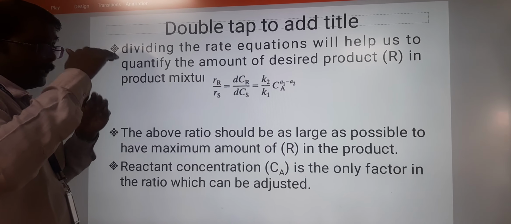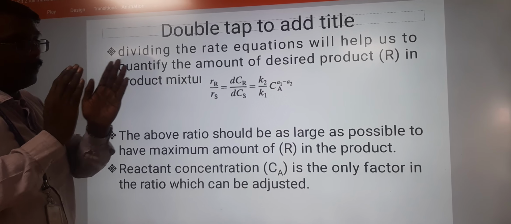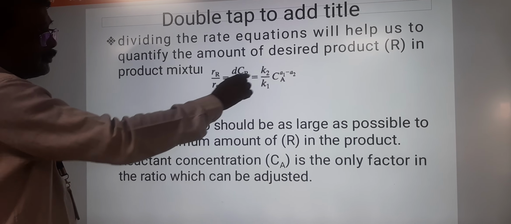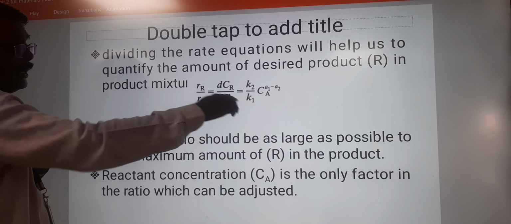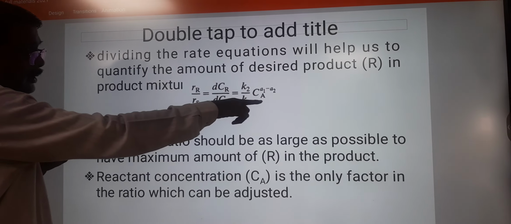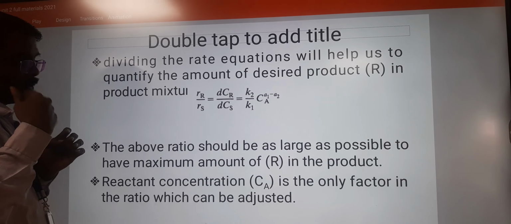So for that type of reactor we have to use for the process. Suppose A1 is greater than A2, then the ratio depends on the concentration, directly proportional to concentration.